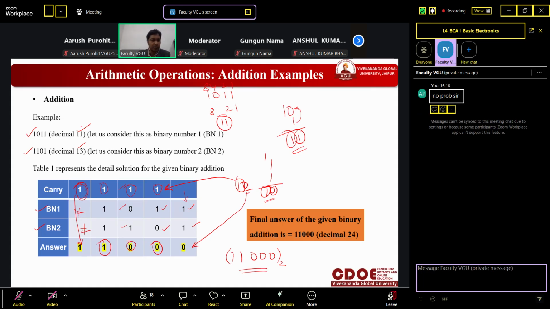So what is the sum of this? This will be 24. What is this? So we have studied 4-bit, so it will be 16 now. So 1 will be written below 16, second below 8, and 3 zeros below 4, 2, and 1. So 16 plus 8 is 24, right? And this is also 24.